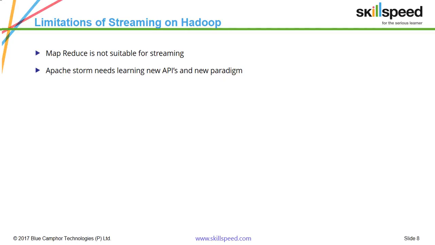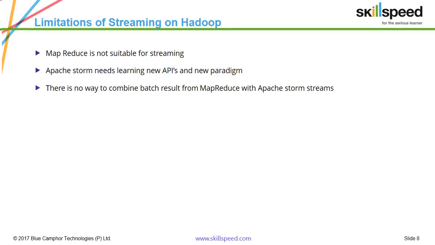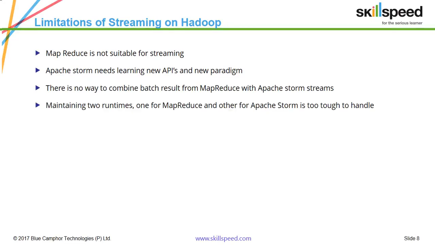Again, Storm is running on top of Hadoop. That means obviously the data is getting stored on HDFS. And there is no way you can club Storm with MapReduce, so you cannot have streaming and batch jobs together. Maintaining 2 runtimes, one for MapReduce and one for Storm, is too tough. On the other hand, Spark Streaming will allow you to combine batch and streaming workloads. This is not possible with Storm because Storm has its own API and it concentrates only on streaming. And if you want batch, then you have to use MapReduce. MapReduce cannot be combined with Storm.